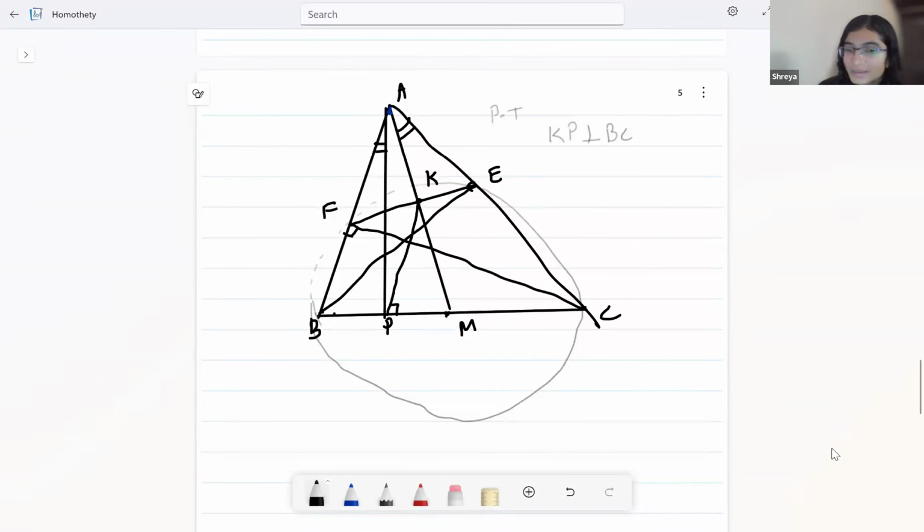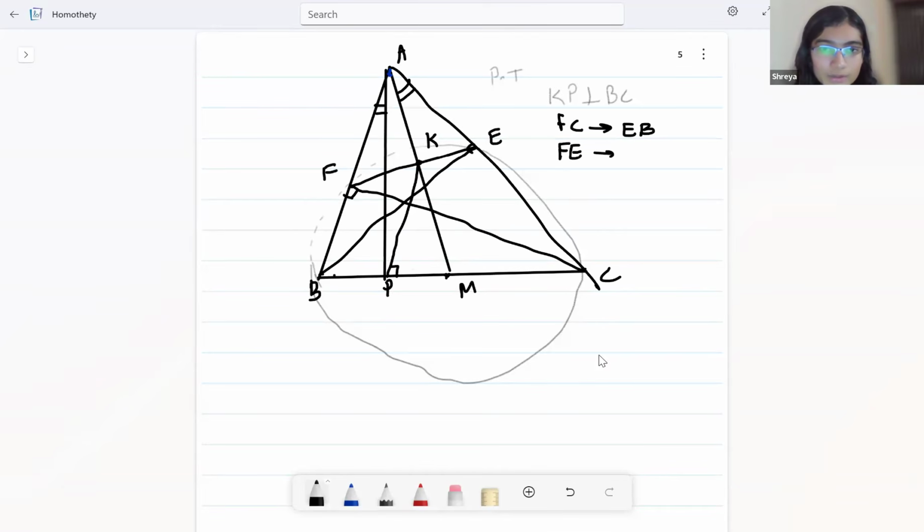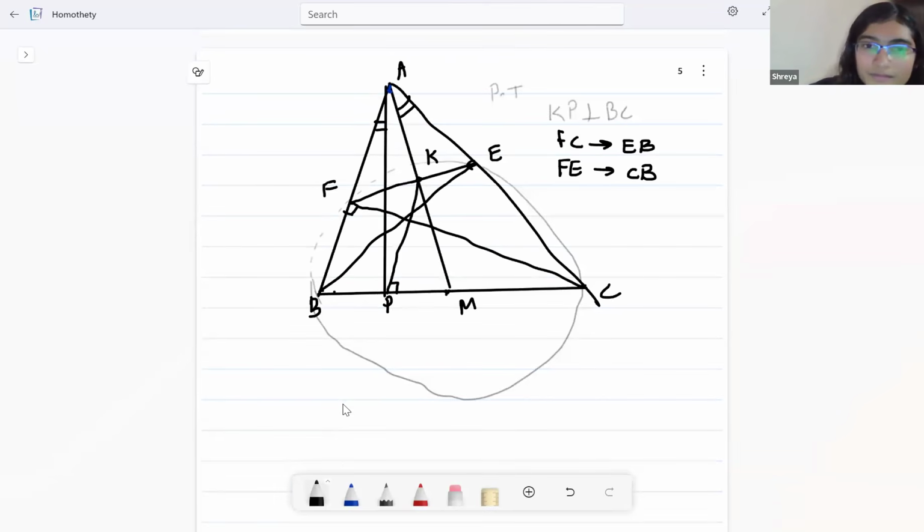So we need to look at some homothety at A. And we can do two things in this configuration. We have to do homothety plus a reflection about the angle bisector. In the previous example, what we did was we took FC to EB, we can do that. Or we also have the option to take FE and map it to CB. So you can do both of these things.